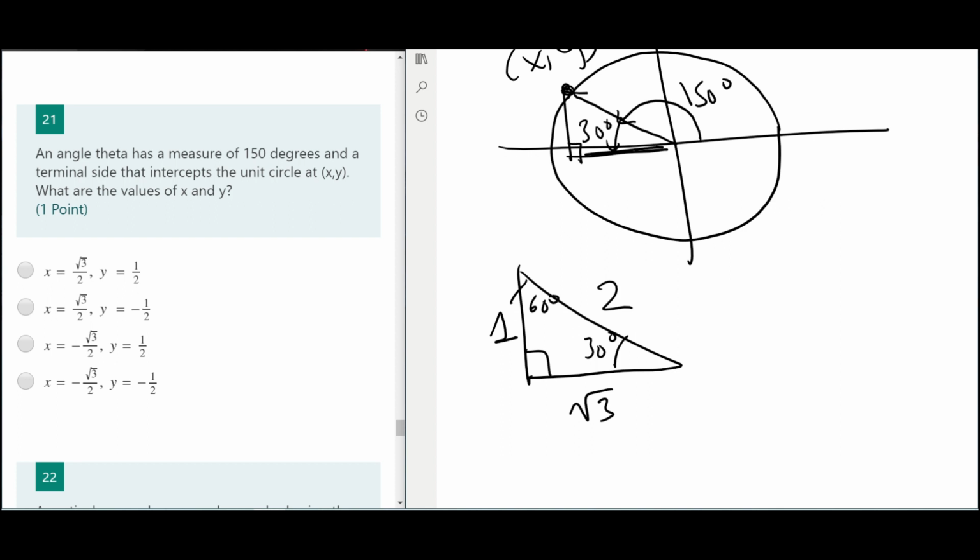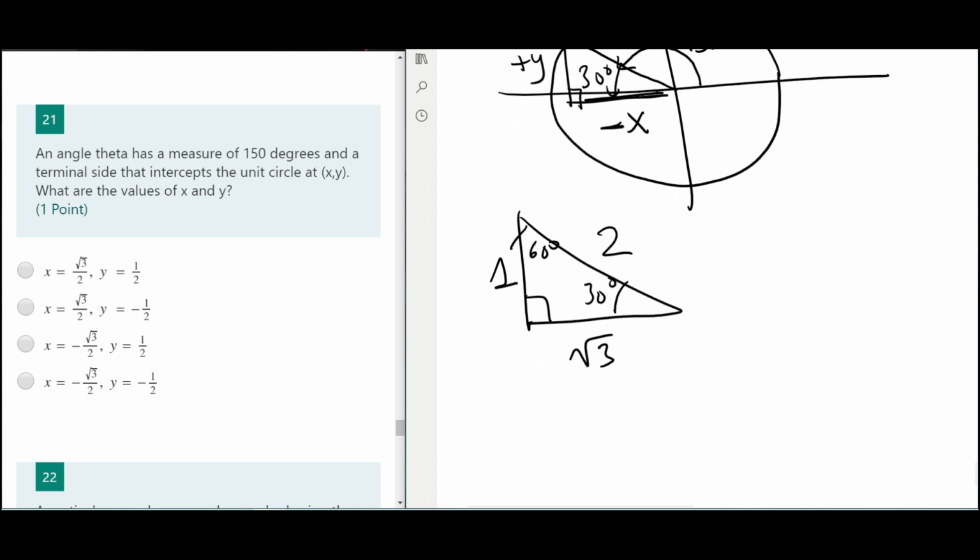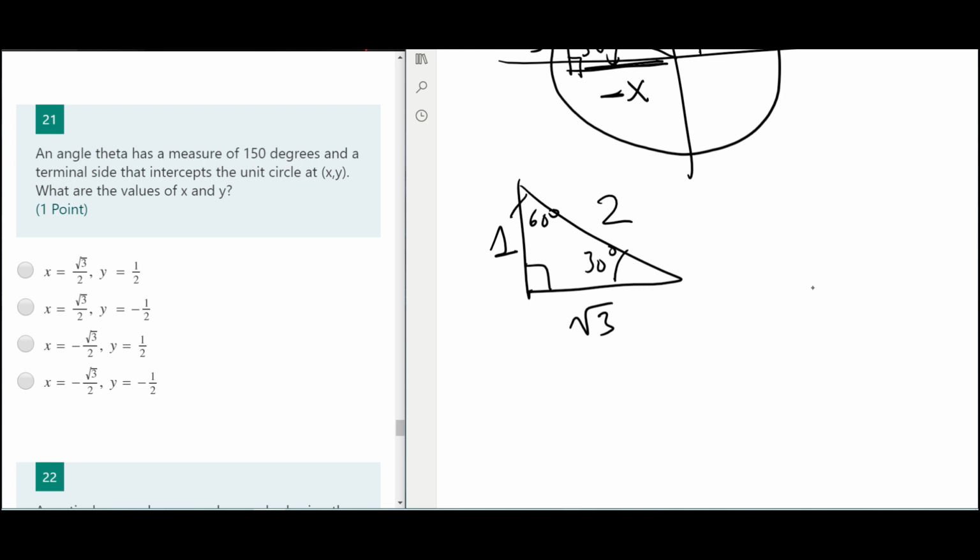So x is cosine. In this case, the x is going to be negative, and the y is going to be positive because we're on the left side of the graph. So in quadrant 2, x is negative and y is positive. All right, so that means we have x is going to be negative, and x is cosine.